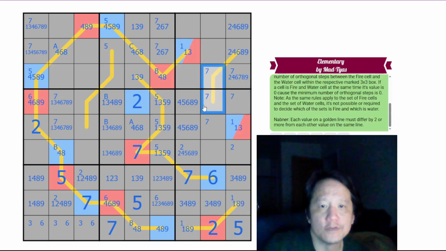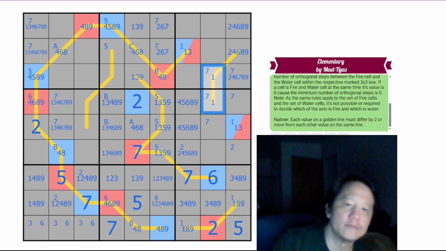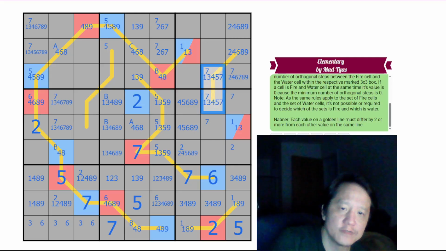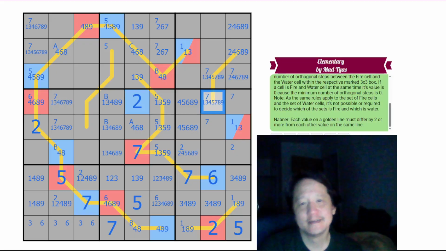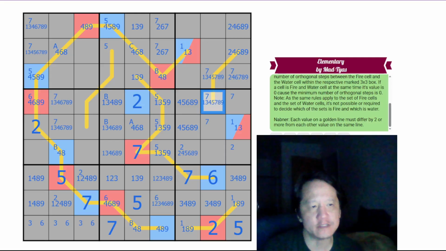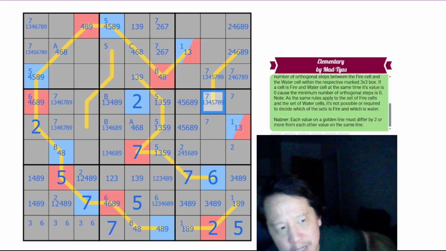Okay, let's fill this in. Maybe this will help. 1, 3, 4, 5, 7, 8, 9. Nope, didn't really help. Yeah, this part is the painful part. The logic behind the Nabner lines isn't too bad. The problem is trying to figure out where to go next after you've gotten all the values of the long Nabner line, right?